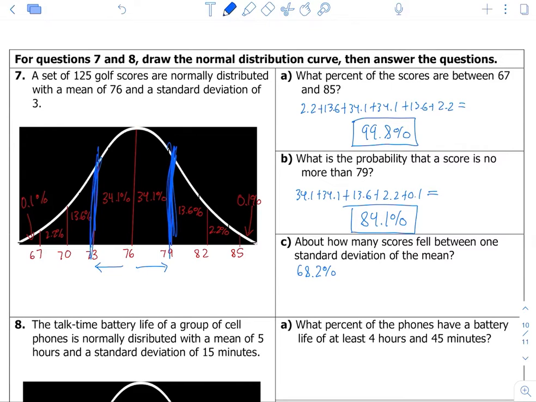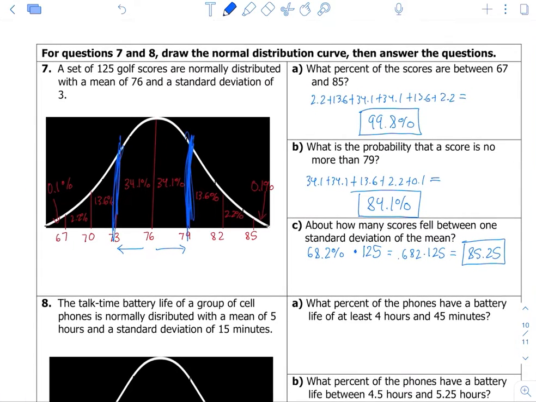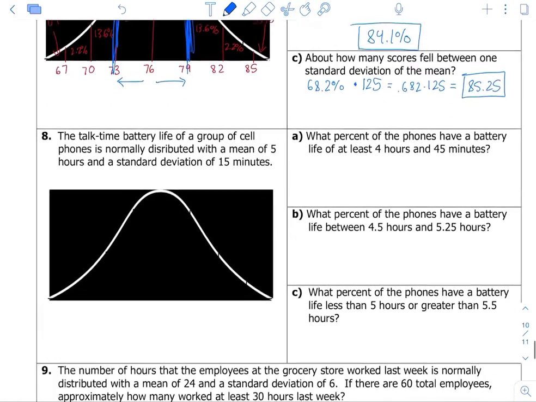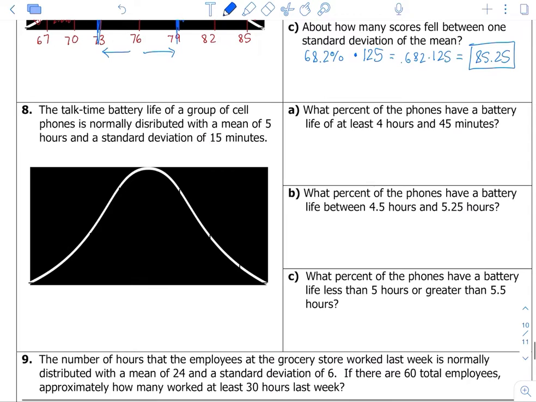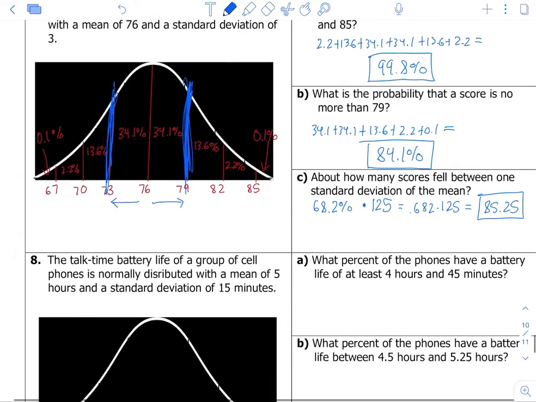But they're not asking for the percentage, right? They're asking for how many scores. So you have to multiply 68.2% times the golf scores, which is 125. So this is equal to 0.682 times 125, which is equal to 85.25. All right, so there's that one. Now we're going to do question 8. All right, so I'm going to set this up like how I did up here.